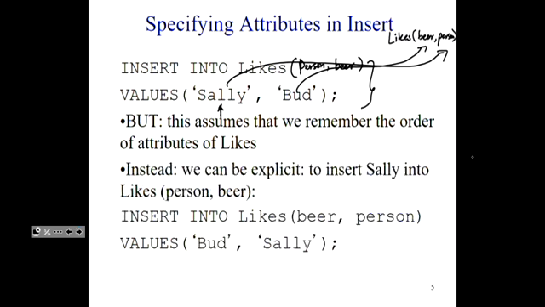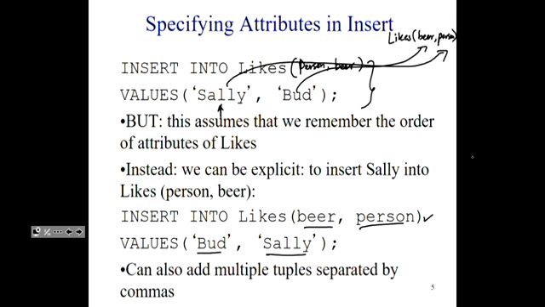So like I said, you can be more explicit. You can list out the attributes here, and all that you need to ensure is that the values correspond to the attributes in the order that you've listed in the into relation part.